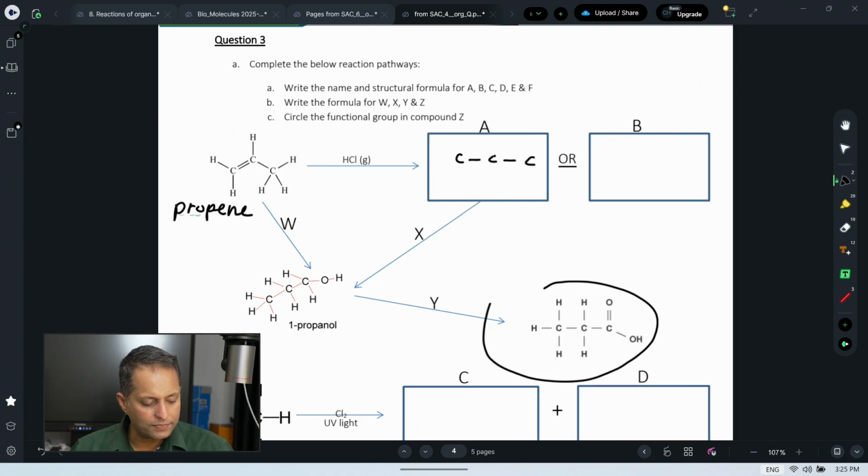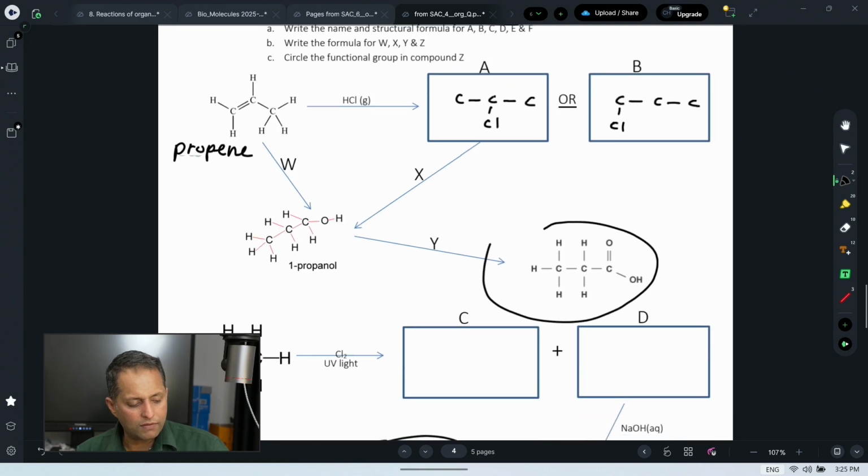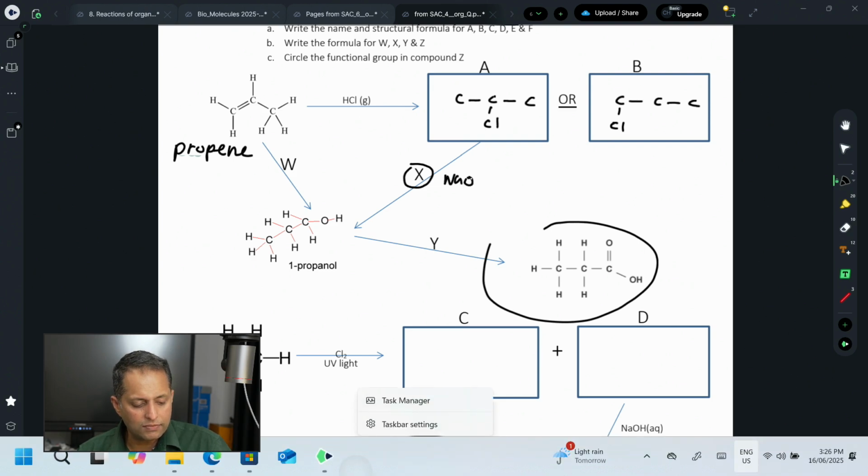Then you're adding HCl. Chlorine can go to the middle carbon or chlorine can go to the last carbon. Is that clear? In this way you can get 2-chloropropane or 1-chloropropane. Simple. Then what are we trying to do here? You are going to make propan-1-ol. So we have to use 1-chloropropane. The X has to be a substitution reaction where X has to be sodium hydroxide.